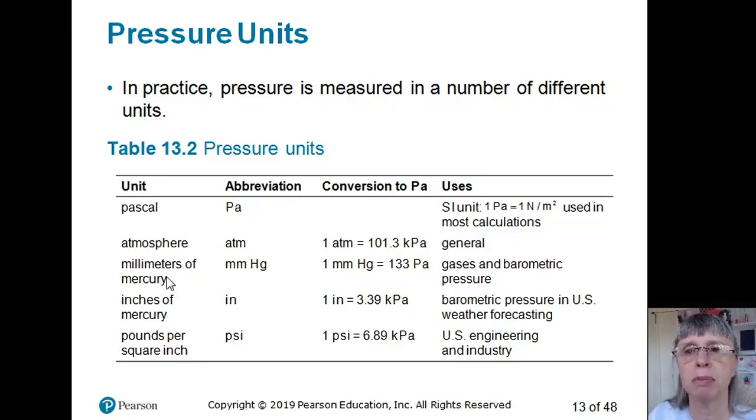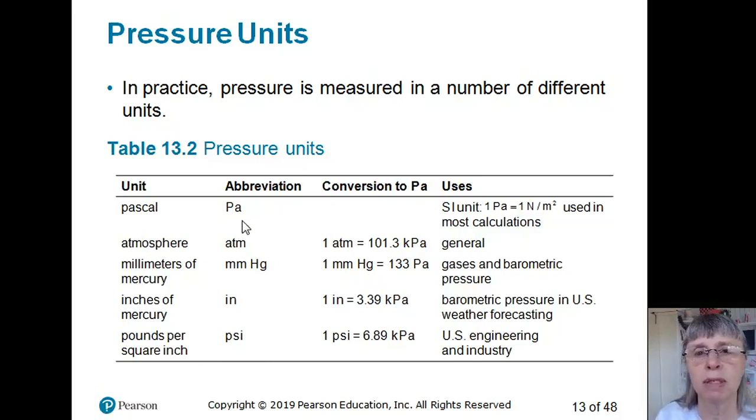Another unit of measure is the millimeters of mercury. This is used by chemists mostly, and here's the conversion for that. We really won't use that, but this table is just to give you an idea of the different units that are used for pressure. Inches of mercury is used by our weather forecasters on TV, and of course, if you go get the air in your tires, you know that's pounds per square inch. Most United States engineers will use pounds per square inch. So yeah, it's kind of frustrating that we have all these different units.